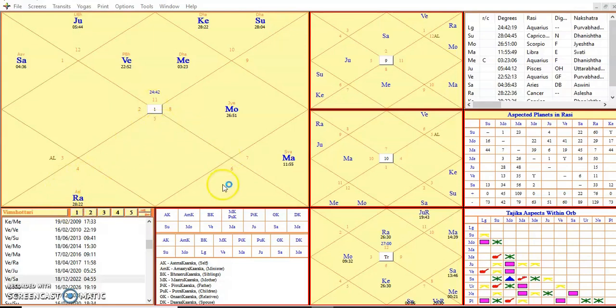Seventh house, no planet is placed. Eighth house, no planet is placed. Ninth house, Mars is placed, denoted by MA. 10th house, Moon is placed, denoted by MO. 11th house, no planet. And 12th house, we have Sun and Ketu. Ketu means the south node of the moon, and it is denoted by KE. Sun is denoted by SU. So this is how you read your birth chart.